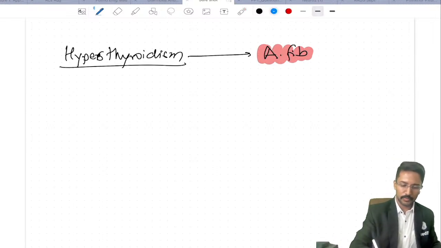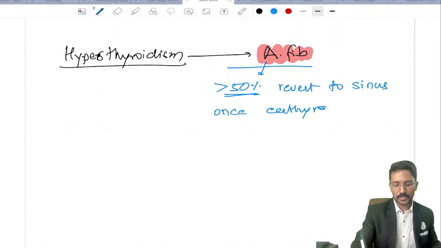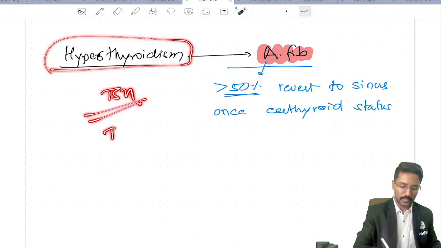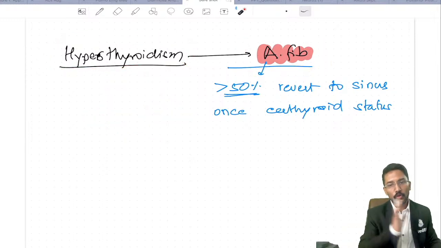So hyperthyroidism, and you have to remember that more than 50% of atrial fibrillation patients revert to sinus once euthyroid status is achieved. So if you just treat his hyperthyroidism and his TSH comes back to normal, right, and his T4 drops down to normal, more than half of the patients' atrial fibrillation will automatically reverse.